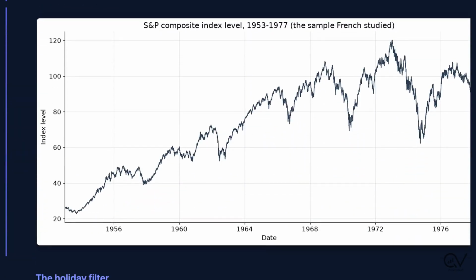First, we pull the raw material, daily closing levels of the S&P Composite, straight from Yahoo Finance, running from late 1952, so that the first trading day of 1953 has a return. 2 details worth flagging. This index excludes dividends, which is exactly the series French used, so we are not quietly measuring something different. And the chart underneath is the whole sample, 25 years covering the 1960s bull market and the brutal 73 to 74 bear. Whatever we find has to survive all of it.